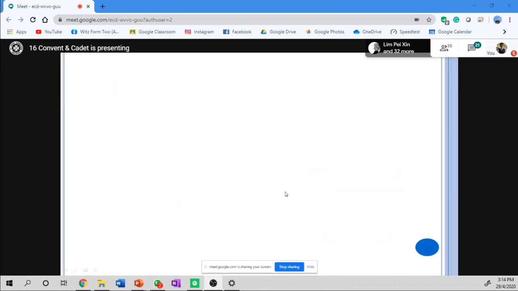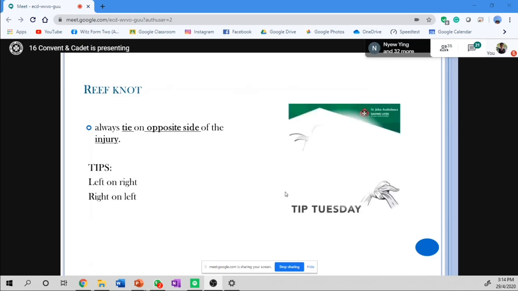Okay, so next, the reef knot. You can try it now. Reef knot is something like this. I guess most of you were taught this in primary school: left over right, right over left. Normally you have to remember the reef knot. Make sure you know how to tie it. If you don't know how to tie it, then you might fail your exam. So this one is very important.